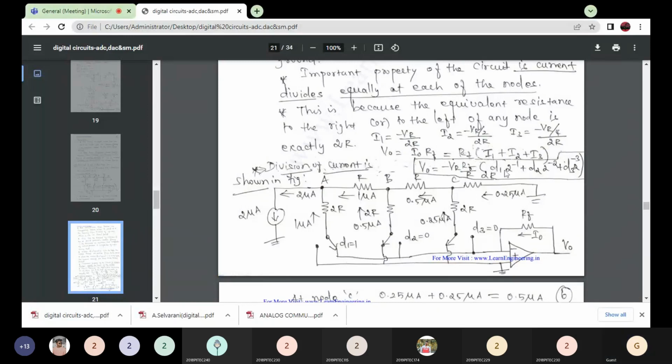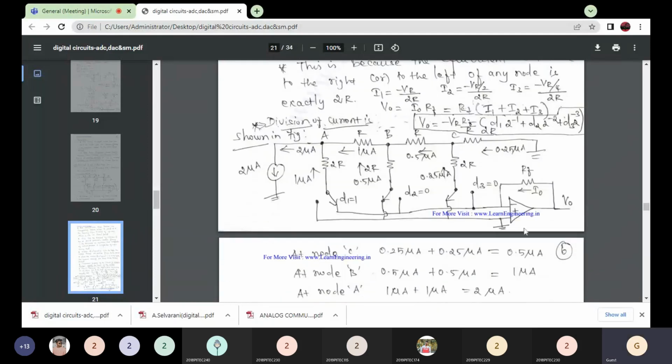So here the binary data are D1 2 power minus 1 plus D2 2 power minus 2 plus D3 2 power minus 3. Here, input changes do not affect the current flowing through the resistance, so that is why we use the inverted R-2R. The inputs are either 1 or 0, and the current flowing through the resistance should be constant, right?